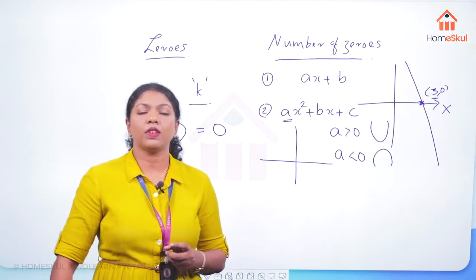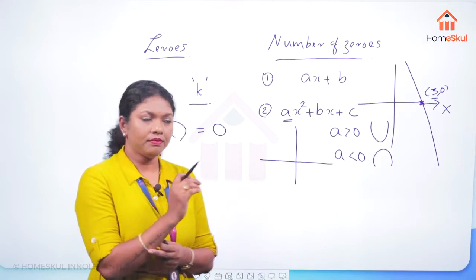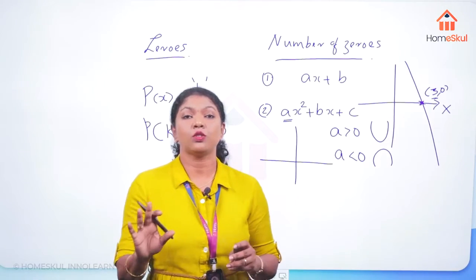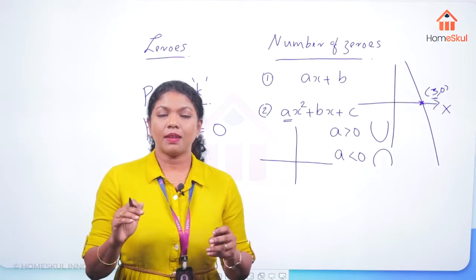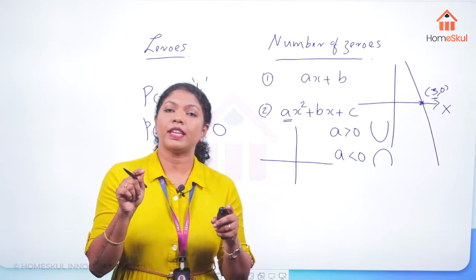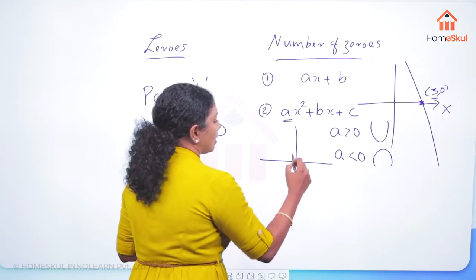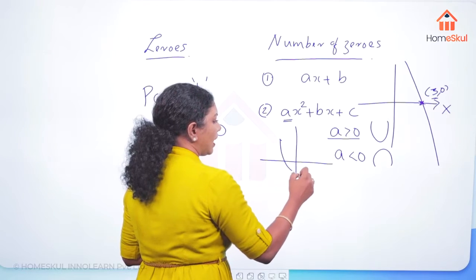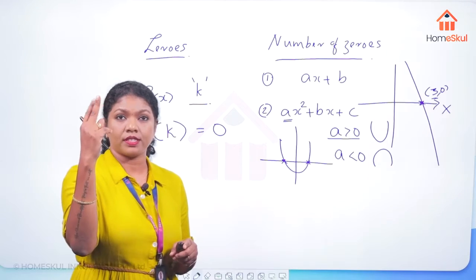How many zeros will be there for a quadratic polynomial? It is not necessary that it is 0. Two zeros will be there, maximum 2 zeros. That means the maximum points of intersection on the x-axis will be 2. If I am taking a greater than 0, the parabola can be like this. Now the parabola is meeting the x-axis at 2 points.